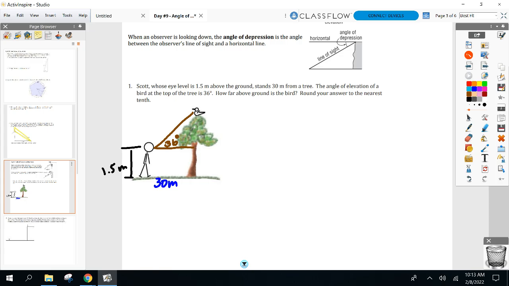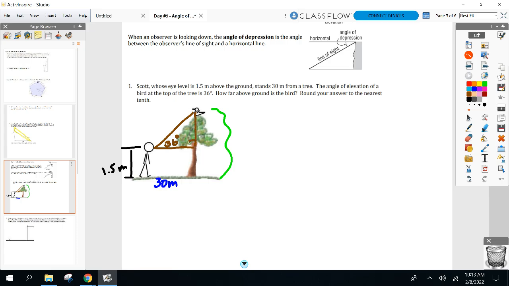How far above the ground is the bird? Ooh. So from the ground all the way up to the bird, how far is it? Well, my first question, do you see a right triangle we can make from the angle of elevation? Make it. Go ahead, make that right triangle now. Make a right triangle using your angle of elevation, with the 36 on it. Hopefully most of you are just drawing a vertical line down, right?